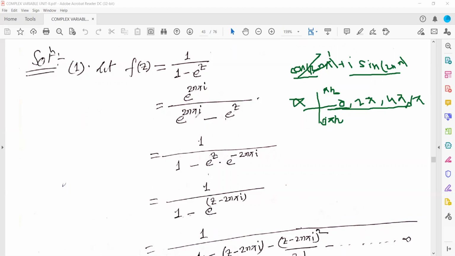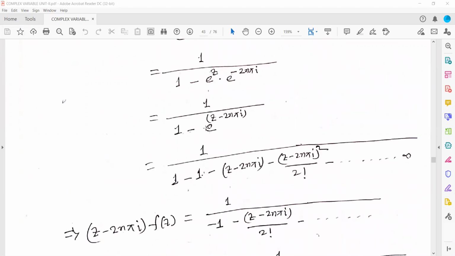Now what I have done, e to the power twice n pi I have taken common from the numerator and from the denominator. Then it will cancel out. So you will get 1 minus e to the power z divided by e to the power 2n pi i. But that will be taken to the upper side, in the numerator. So that will be e to the power z into e to the power minus 2n pi i.